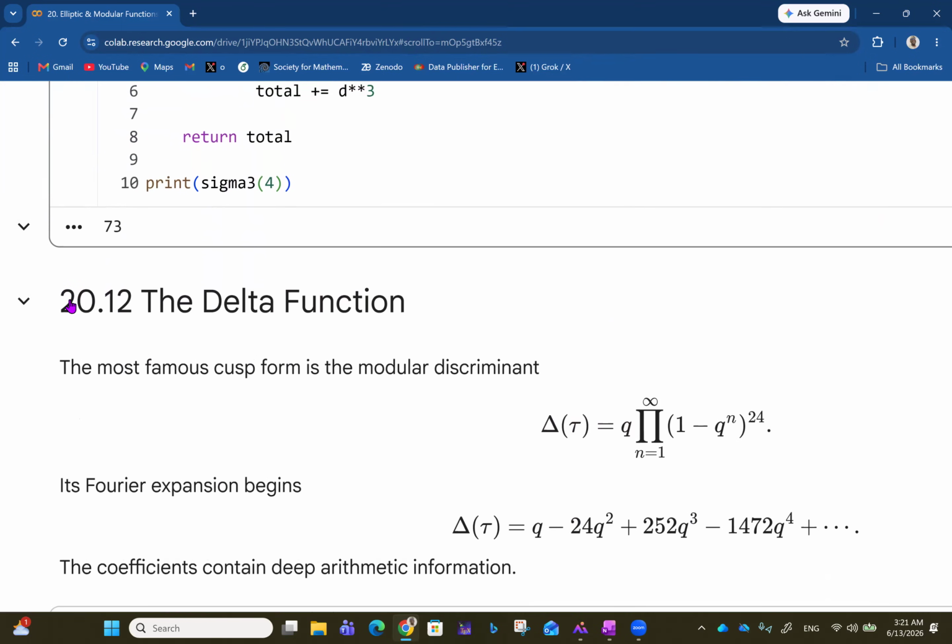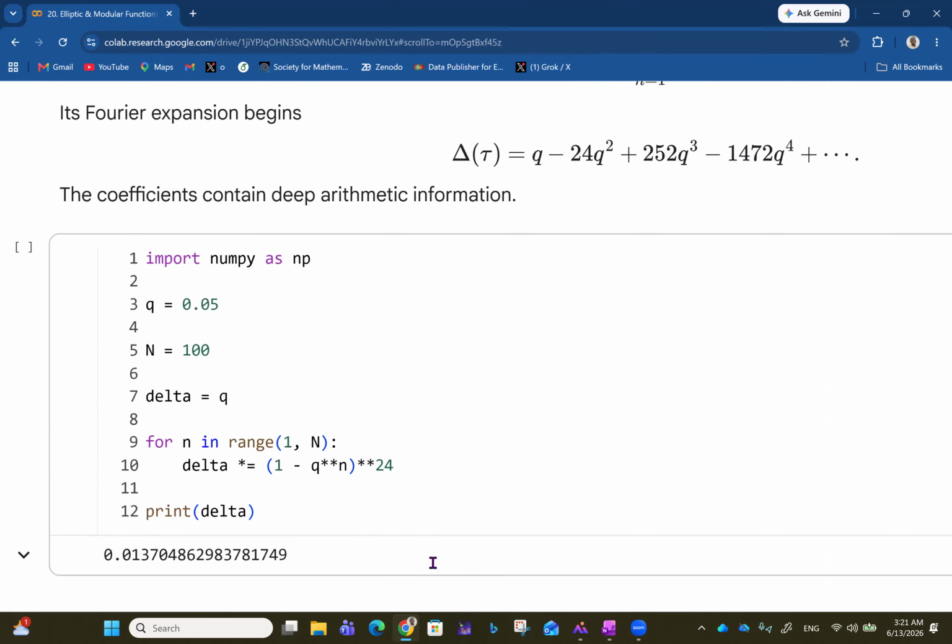The most famous cusp form is the modular discriminant delta of tau, which is equal to q multiplied by the product from n equals 1 to infinity of 1 minus q raised to n, all raised to 24. So its Fourier expansion begins: delta of tau equals q minus 24q squared plus 252q cubed minus 1472q raised to 4, plus all that. The coefficients then contain deep arithmetic information.